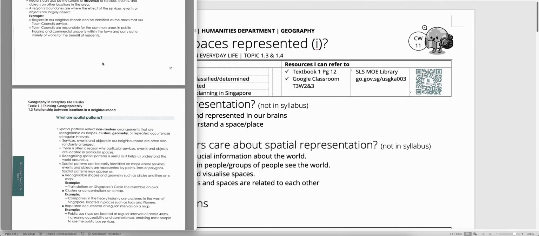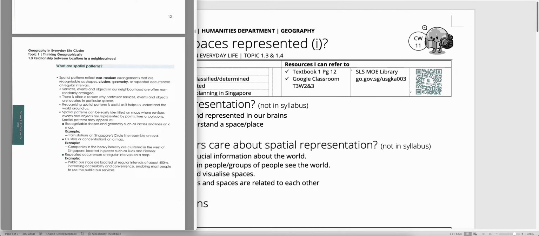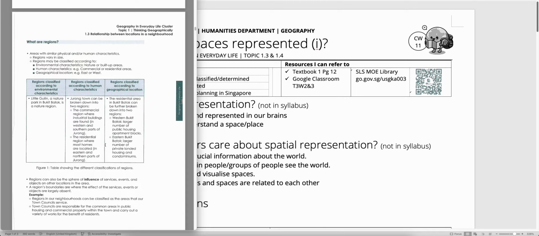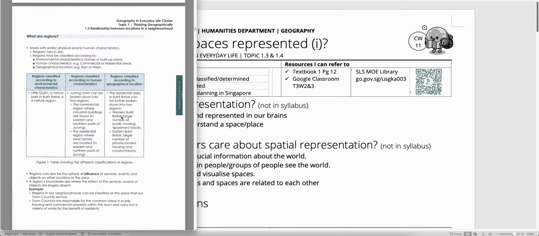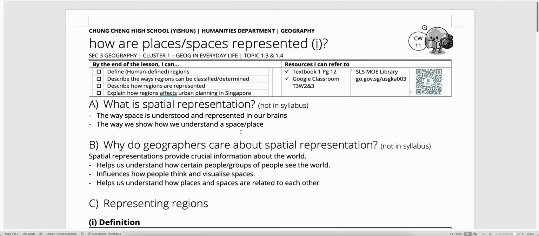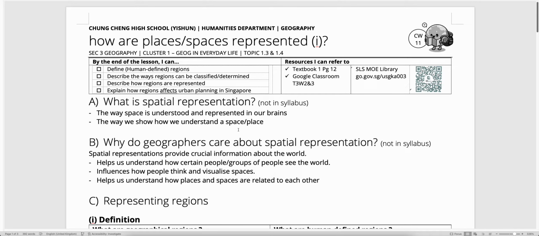So what we are left behind with is this spatial pattern, which is in the SLS lesson, as well as these regions. Because these two parts are a bit out of place from the rest of the topic, we choose to put it at the end, and it's actually rather simple, so we decided to do it through recording instead. These spatial patterns and regions are actually what we call spatial representation.